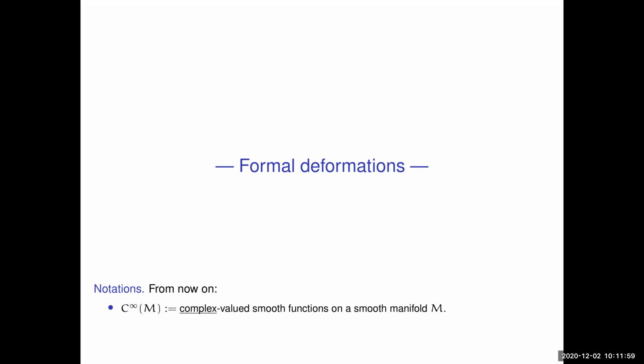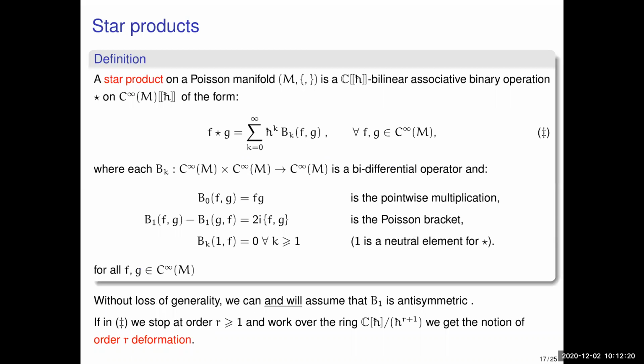And so we pass to formal deformations. From now on, smooth functions will be complex. So let's change the notations, since I want to use a physicist's conventions. You can work with real functions, but C infinity of M now are complex valued smooth functions. Okay, so I think I have time even to recall what is a star product, even if probably everybody knows.